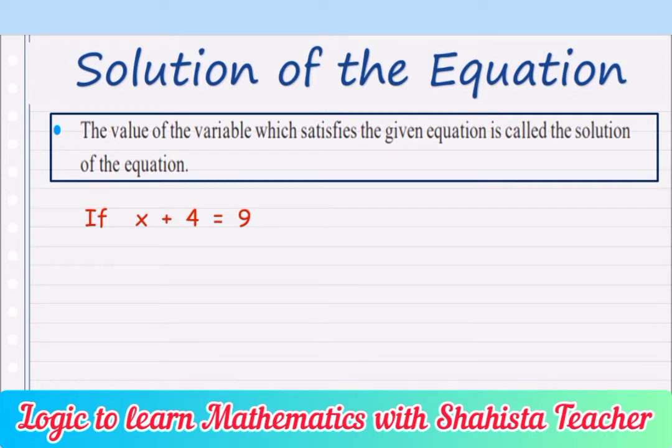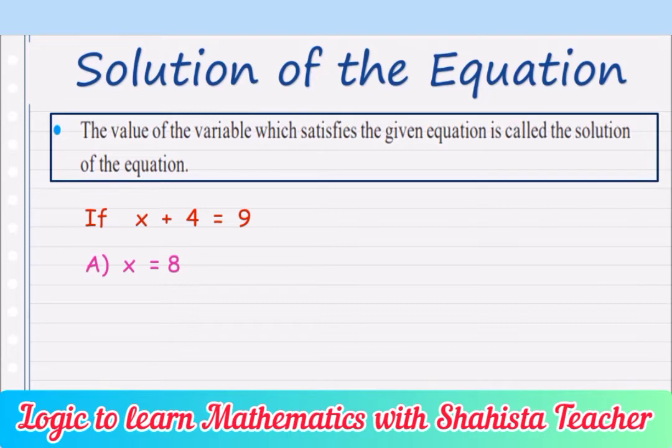So here we will consider the value of x. If the value of x is 5, so 5 plus 4 is how much? 9. That means LHS equal to RHS. But here value of x is given 8. So 8 plus 4 is how much? 12. So 12 is not equal to 9. That means LHS is not equal to RHS. Is that clear, my dear students?